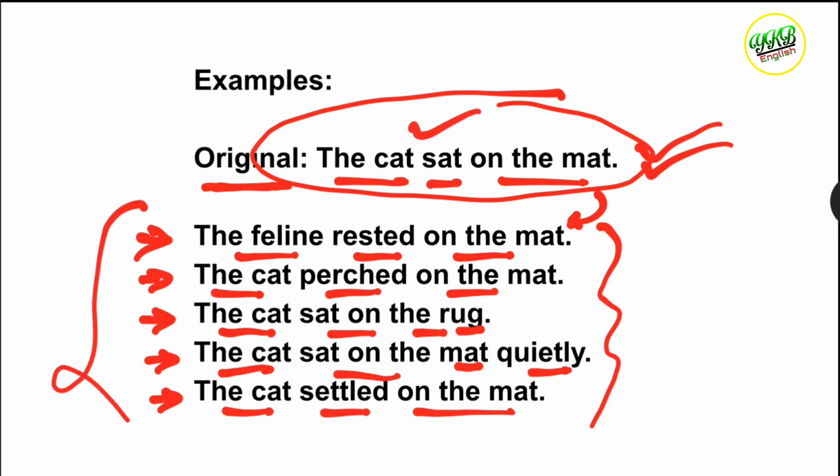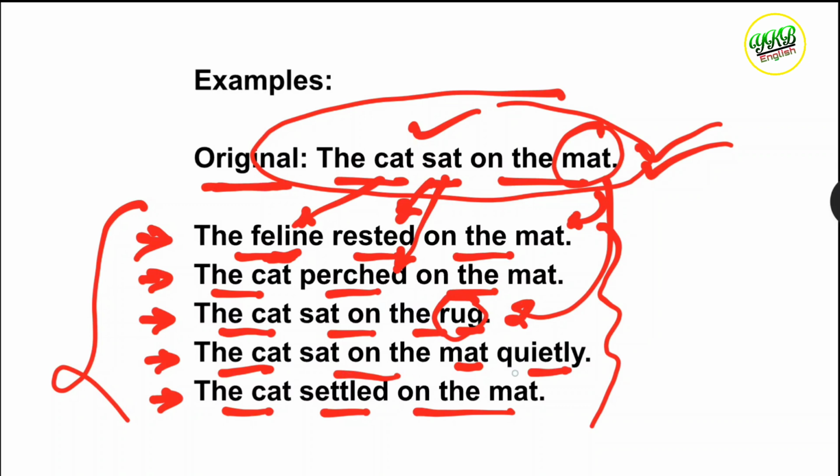In the sentence, The feline rested on the mat, feline means cat here, and rested means sat. They are synonyms. The cat perched means sat, and these are synonyms. And in The cat sat on the rug, rug means mat, synonyms here.